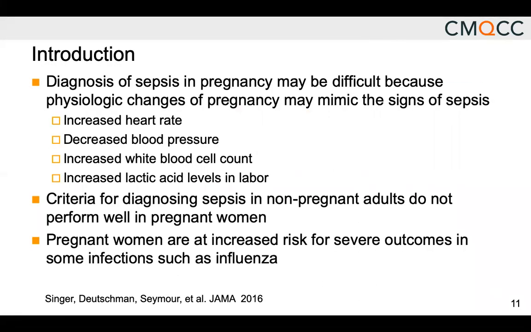Diagnosis of sepsis in pregnancy may be difficult because physiological changes of pregnancy may mimic the signs of sepsis. These include increased heart rate, decreased blood pressure, increased white blood cell count, and increased lactic acid levels in labor. This has made the criteria for diagnosing sepsis in non-pregnant adults different than pregnant adults, and that's why other systems that have existed in the past have not worked very well for pregnant women. Pregnant women are at increased risk for severe outcomes in some infections, such as influenza.